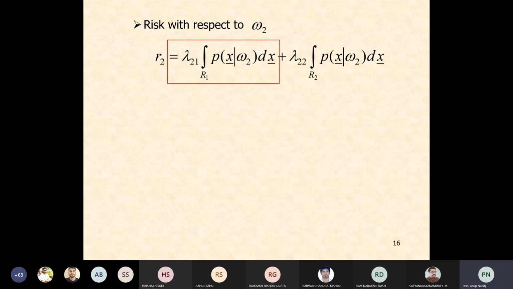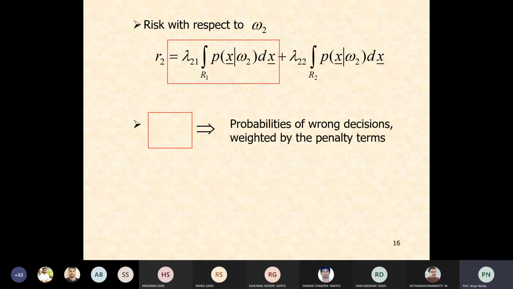So now you have two terms, two risks, R1 and R2. If it is a multi-class classification problem, you have R1, R2 till Rm, and that many terms will be there. Here we are only concentrating on two-class classification, that's why you have R1 and R2, two risks. Now next, these probabilities in the rectangular box are the probabilities of wrong decision.